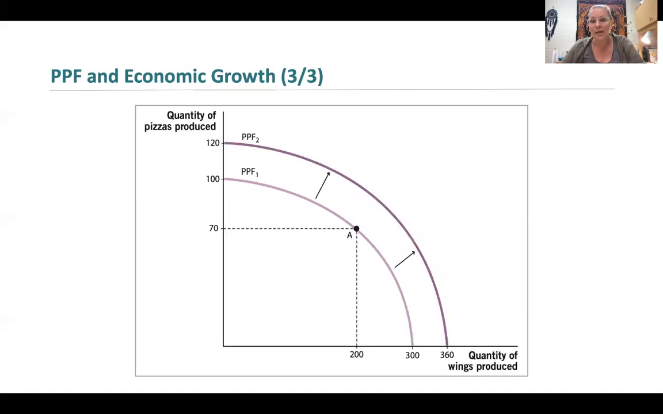It could also happen in an equivalent sense. If we were to have a technology or availability of a resource where it equally impacts both pizza and wings, then we could see a more parallel shift of the curve as demonstrated here.